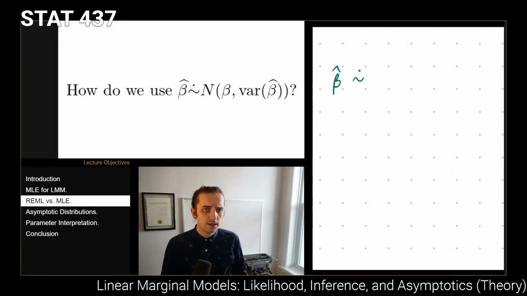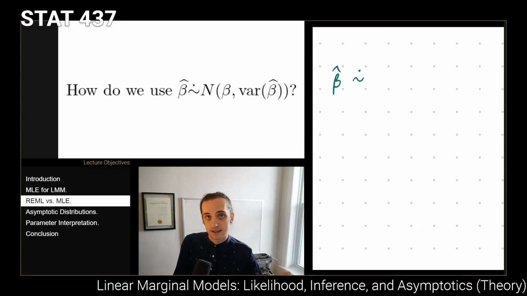The idea here is that this is actually a multivariate normal distribution, right? Because beta is, generally speaking, going to be a vector. But using this normality, we can start to test hypotheses about beta, we can build out confidence intervals, etc.